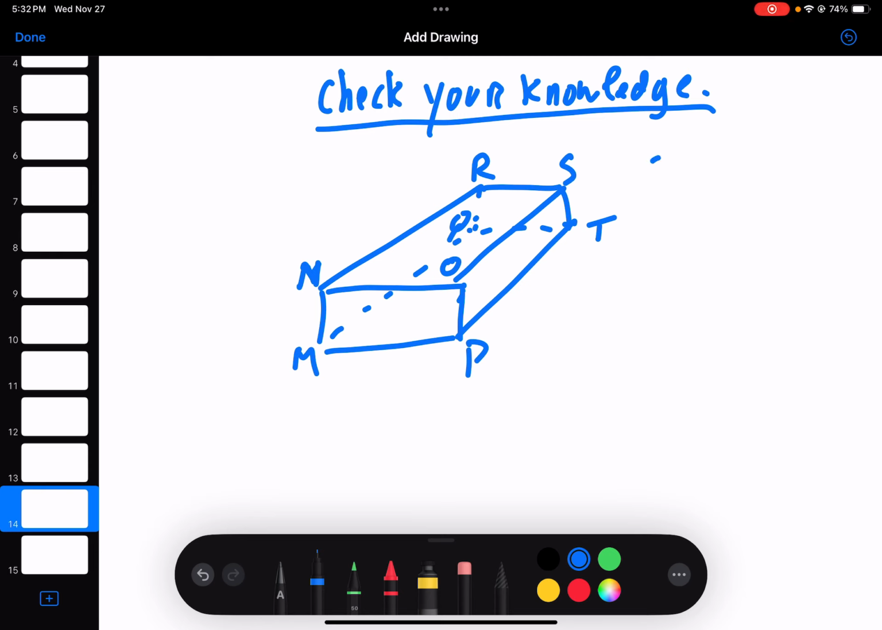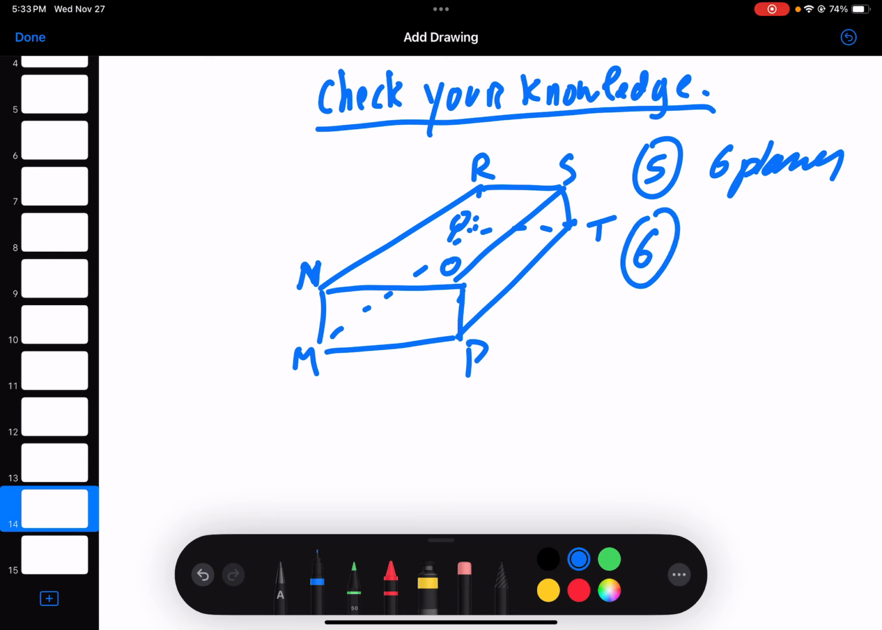So question 5. I won't write it, but I will say: how many planes are shown in the figure? Remember, it's kind of like a dice. A dice has 6 sides. So this will have 6 planes, right?